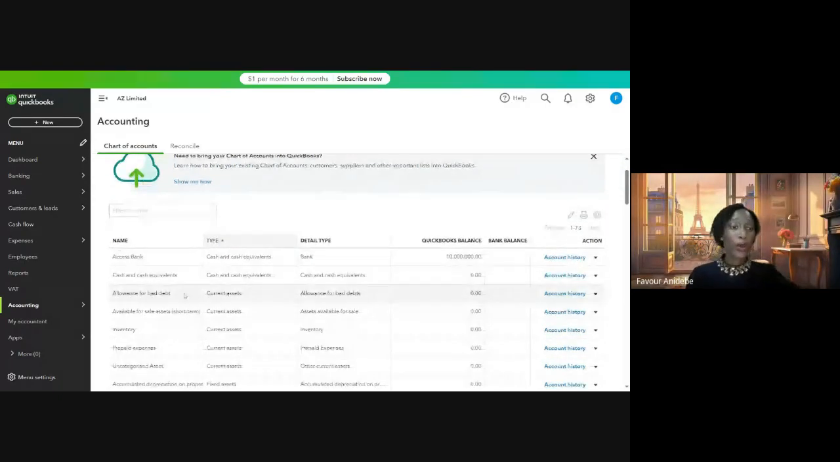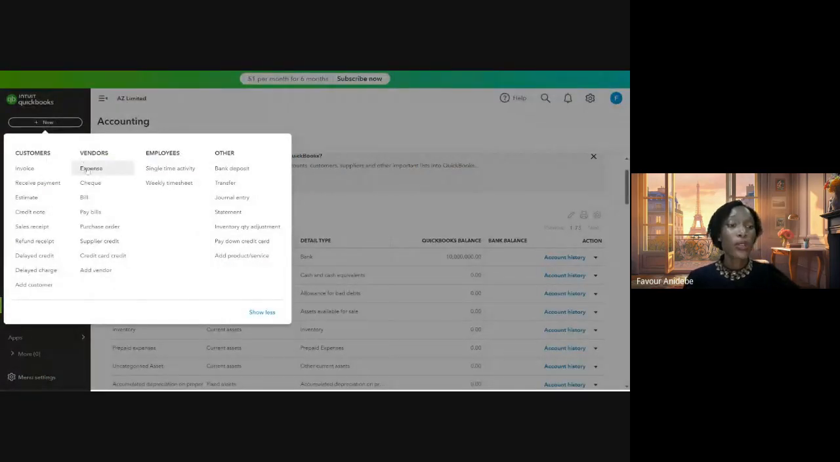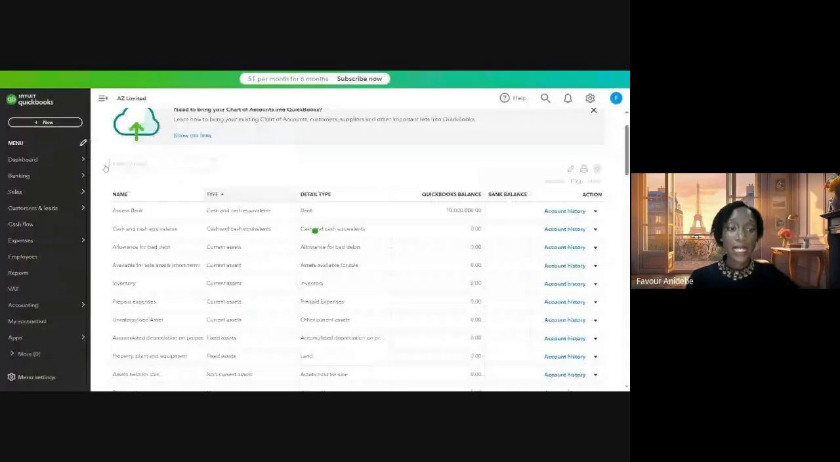So we want to record that we bought a motor vehicle, and we bought it using the money in the Access Bank account. So we can either go through the route of creating an expense, or maybe paying with check or even doing a transfer. But a transfer will not really show that you bought a motor vehicle, right? So for you to do that, you can just come to expense, select expense.